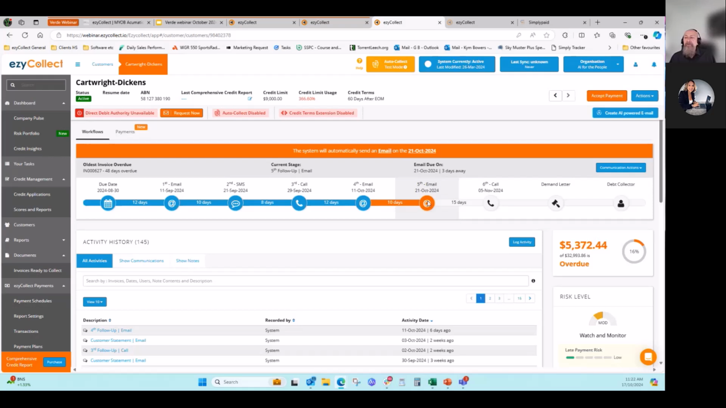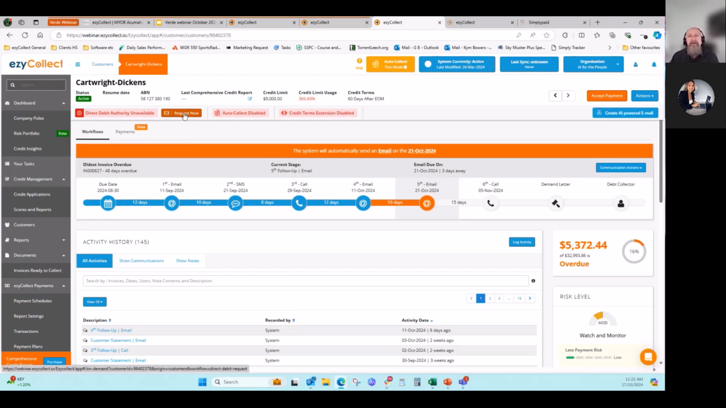Now, the other beautiful thing about ezyCollect is that we have direct debit and payment plans built in. Our mission is 0 days late, and probably you've all had experience with direct debits, they're a nightmare. You've got to go through forms with the bank, and if you want to cancel them, it's hard. Not so with ezyCollect. If you want to set up a direct debit for a customer.